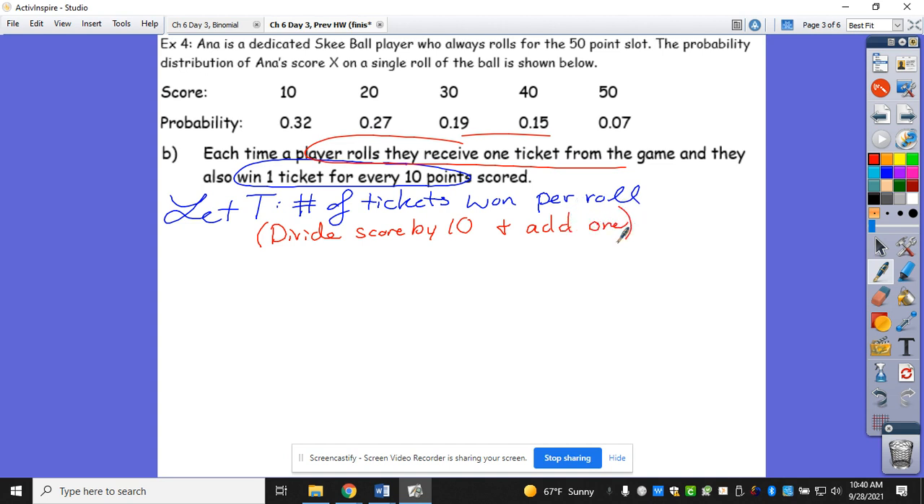So you didn't necessarily have to write out the red. I'm writing out the red to say, hey, this is mathematically what this wording was telling us. Because the one ticket received from the game was a one-time deal. It didn't matter how many points you got, so that's an add or subtract, not multiply, divide. The one ticket for every 10 points scored, it mattered how many points you scored, so that is a multiply or divide thing. Any questions on figuring out that part or break down how you got there?